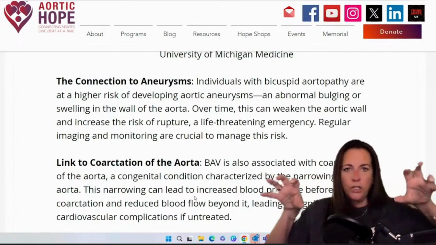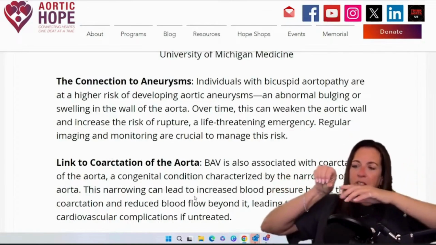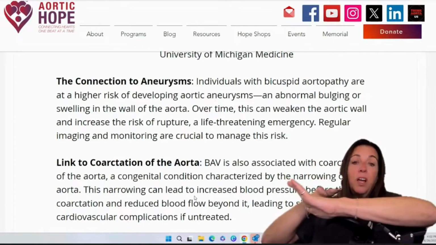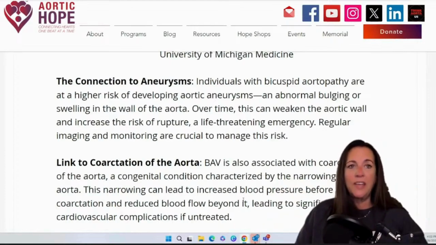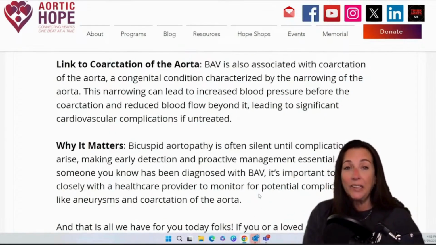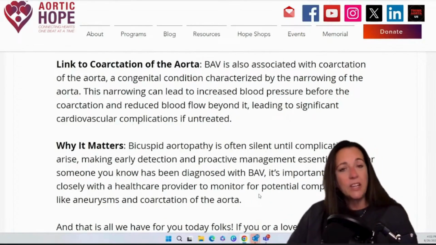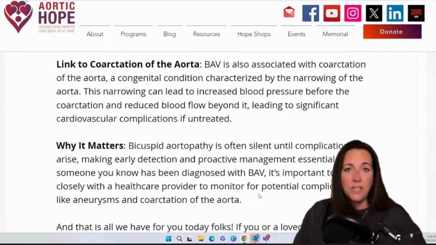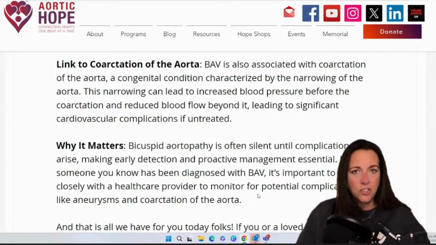So picture your garden hose. If you develop some narrowing and it becomes really tight, you're going to have increased blood pressure before it and decreased blood flow after that coarctation. That can lead to significant cardiovascular complications if it goes untreated. Why does this matter? Bicuspid aortopathy is often silent until complications arise, which makes early detection and proactive management essential. If you or someone you know has been diagnosed with a bicuspid aortic valve, work closely with your healthcare provider to monitor for potential complications like an aneurysm or a coarctation of the aorta.